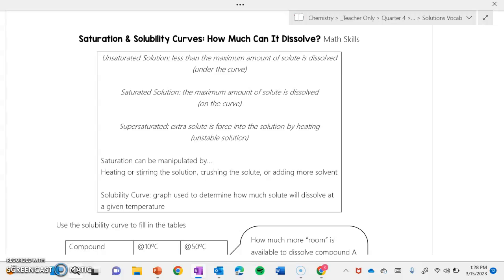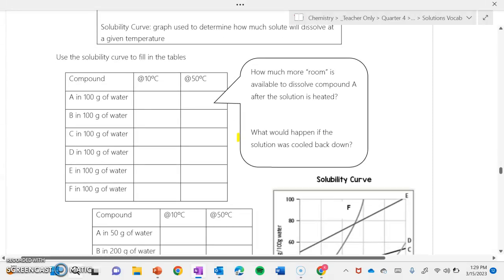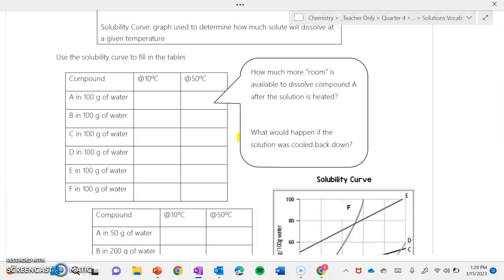It will only be able to sustain that while its temperature is increased. That leads us to ways we can manipulate the saturation for a time in order to achieve a supersaturated solution. And that includes heating. That's the main way we can do that. But we could also stir the solution, crush the solute, or add more solvent in order to get more solute to dissolve. And again, the solubility curve is the graph that I just showed you, used to determine how much solute will dissolve at a given temperature.